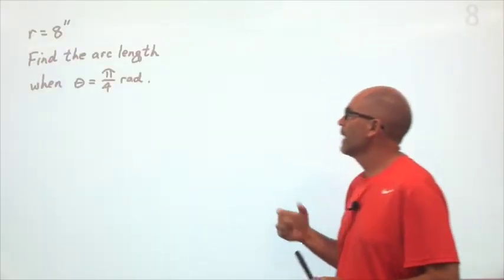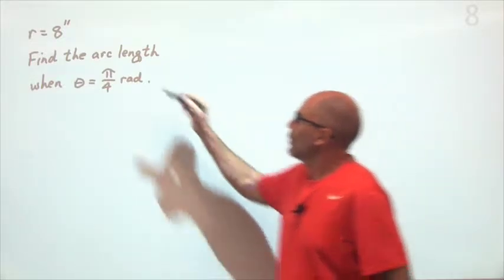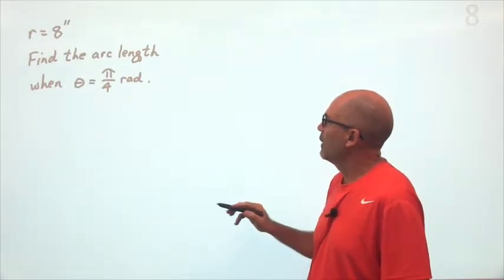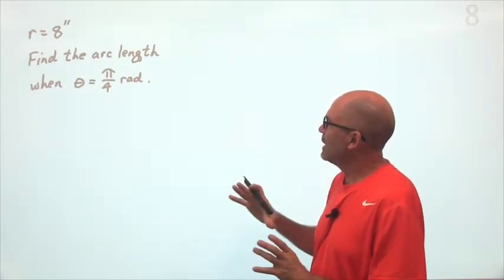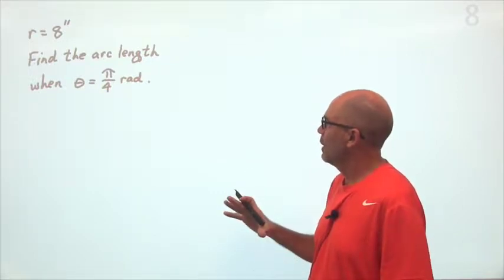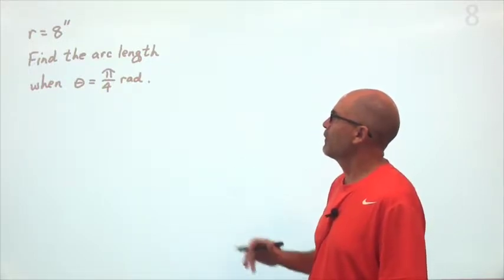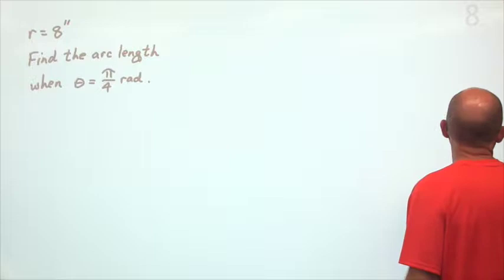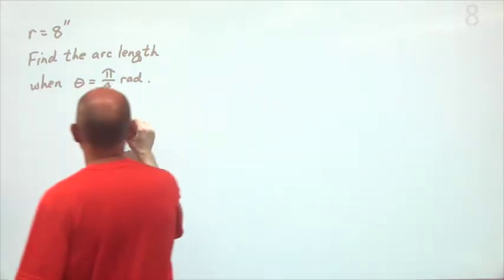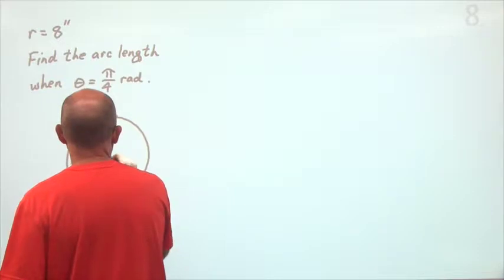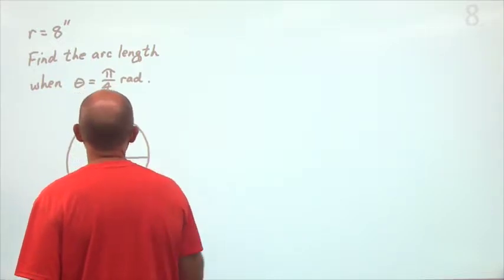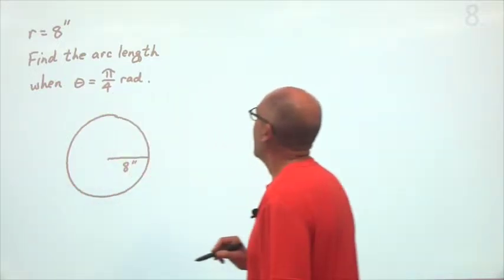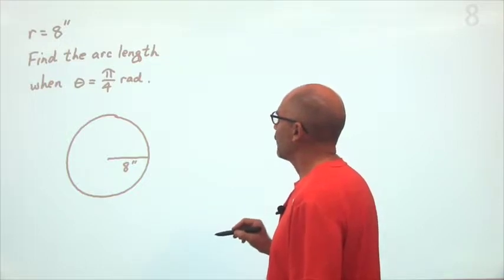Let's take an example. We have a circle with radius 8 inches. So we want to find the arc length of that 8-inch radius circle when theta is pi over 4 radians. Well, first let's look at what we're talking about here. So here's our circle. And we're told that the radius is 8 inches. And we're told that theta is pi over 4 radians.